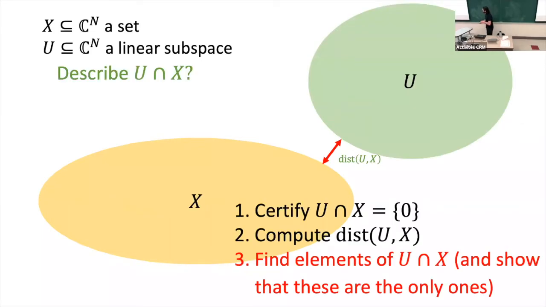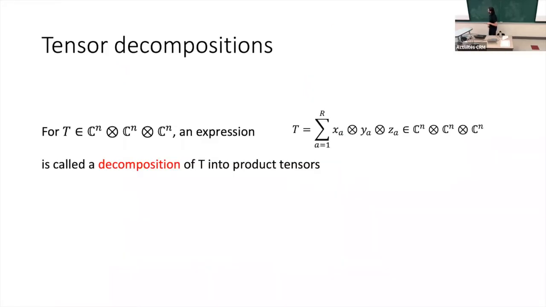All right. Third is to find elements of the intersection of a subspace with a variety, and this is going to have applications more in statistical machine learning. So not really quantum, as far as I know. The application is in tensor decompositions.